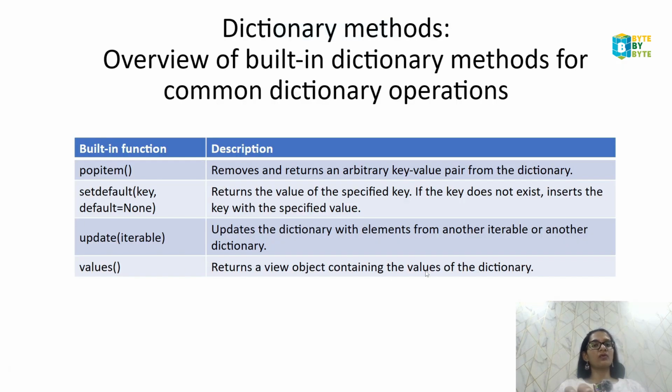Values we have already seen. Now the last function that we have to see is update. For update, you pass an iterable to it. That means it updates the dictionary with elements from another iterable or another dictionary. So for example, if you want to update something in the current dictionary, you can do it with this particular built-in function.